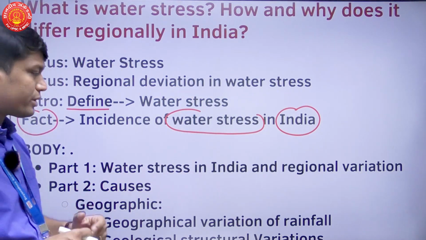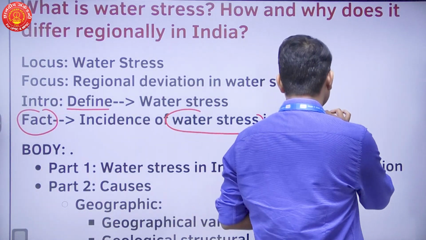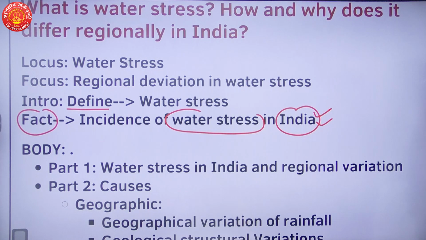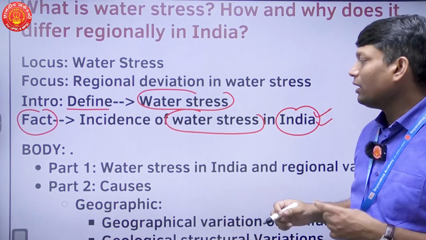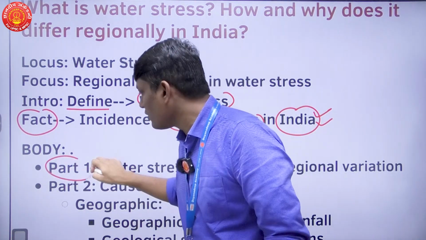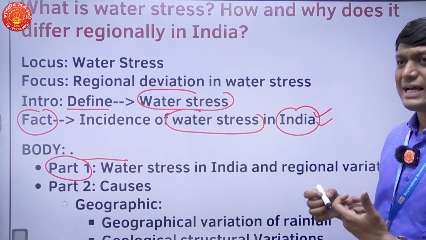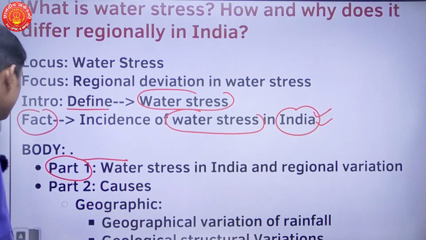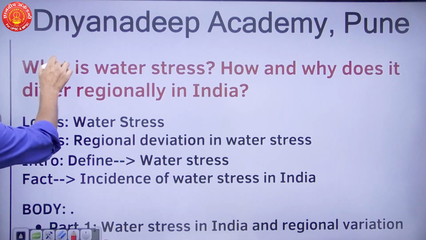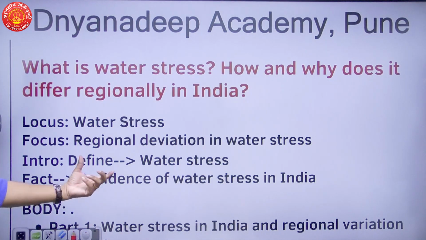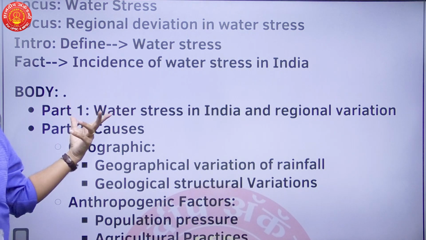Now when it comes to making a choice between definition based introduction or fact based introduction, I will personally prefer the latter one, that is fact based introduction, because if I go for a definition based introduction, then hardly much is left in part 1 of the body, right? Because in part 1 anyway I have to address what water stress is. So we'll once again go back to the question, what is water stress? If I define it in the introduction, then in the body part I'll not be able to write much regarding water stress.